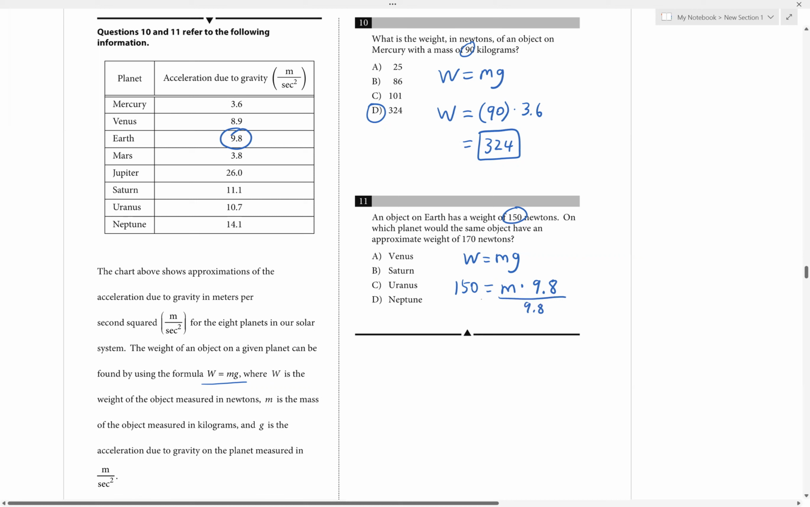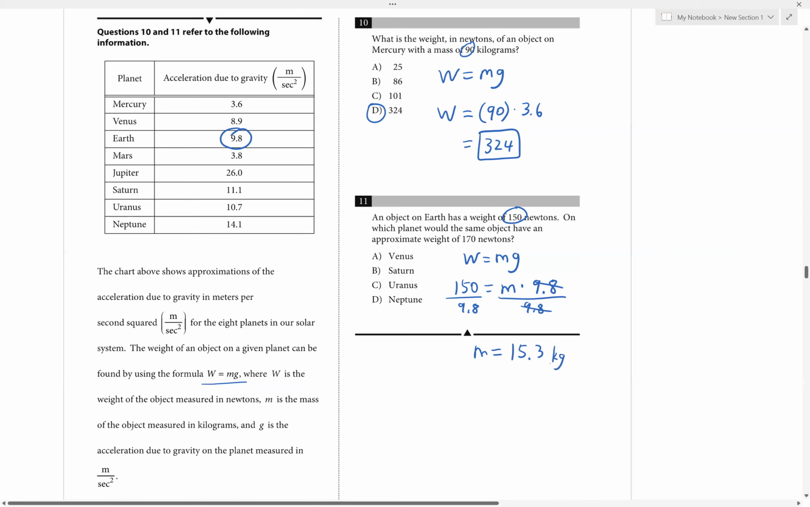We can divide by 9.8 on both sides. So the 9.8 cancels. We get m equal to 150 divided by 9.8. Let's type it in the calculator. That's approximately 15.3. So the mass of the object is about 15.3 kilograms.